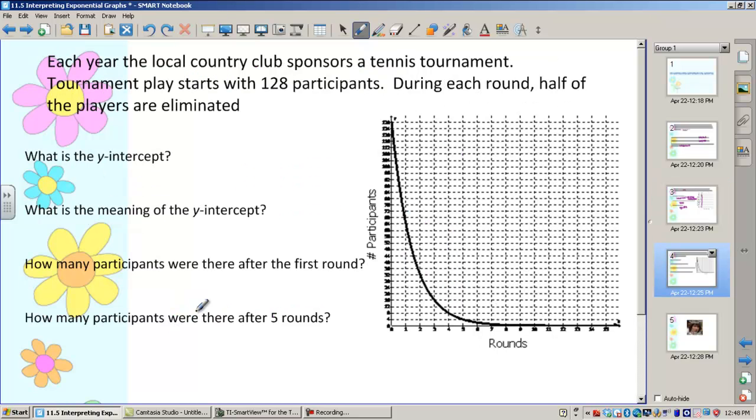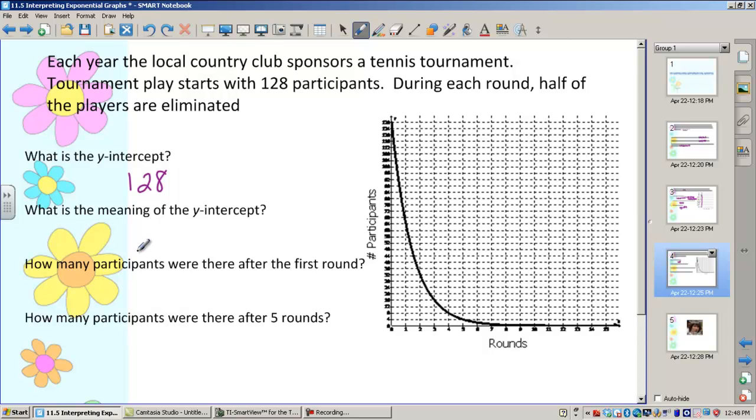Let's do one more. Each year, the local country club sponsors a tennis tournament. Tournament play starts with 128 participants. During each round, half of the players are eliminated. So the first question is, what's the y-intercept? You can look at the graph, or you can read the problem, and you know that the y-intercept's the initial number of people, and so in this case, it's 128. So my y-intercept is 128 because that's how many people we start with.